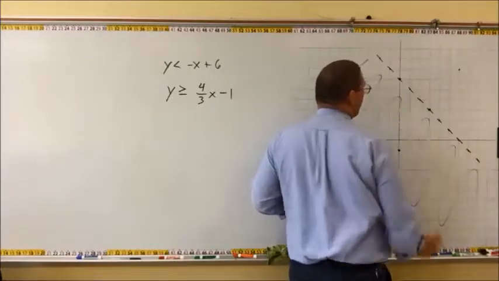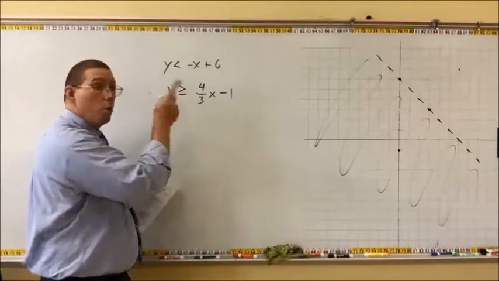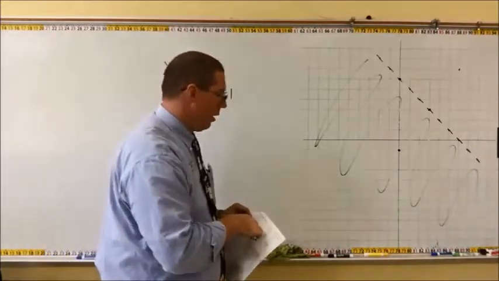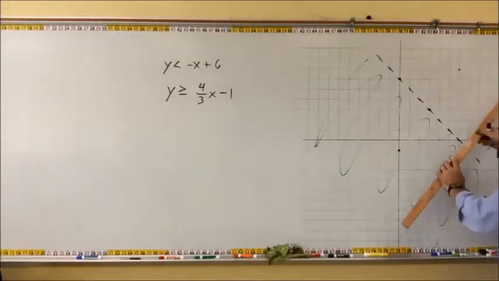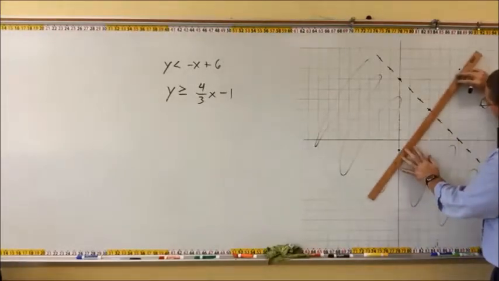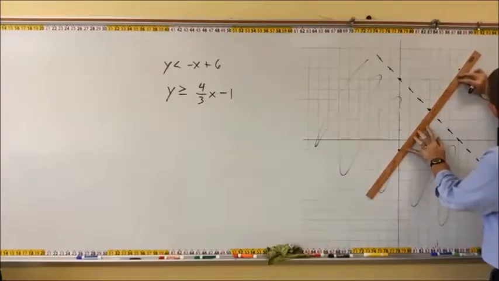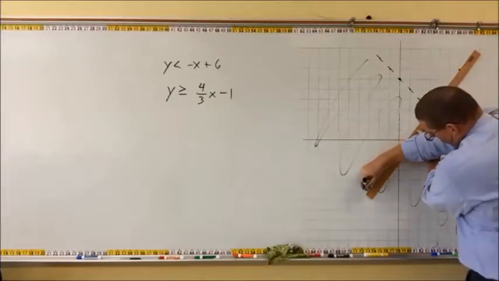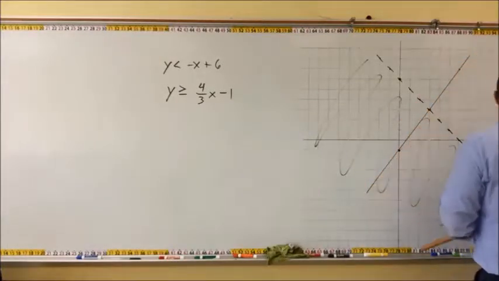Right there. Is this going to be a dashed line or a solid line? Well, this says greater than or equal to, so it's a solid line. So let's grab this yardstick here. I think this yardstick might be a little bent. Nobody likes a bent yardstick. All right, we'll draw a solid line here. There we go.